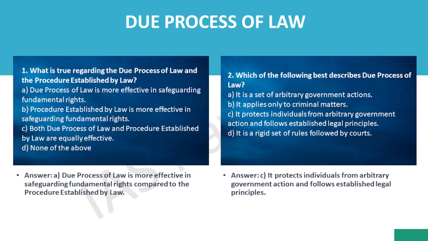2. Which of the following best describes due process of law? A. It is a set of arbitrary government actions. B. It applies only to criminal matters. C. It protects individuals from arbitrary government action and follows established legal principles. D. It is a rigid set of rules followed by courts. Answer: C. It protects individuals from arbitrary government action and follows established legal principles.